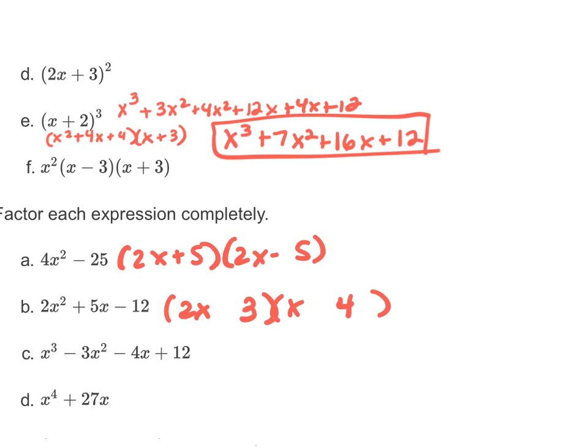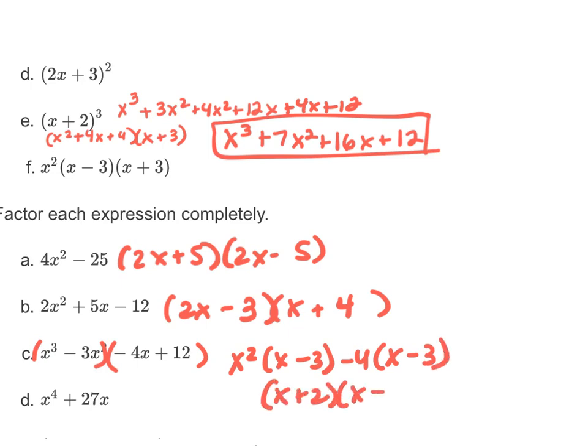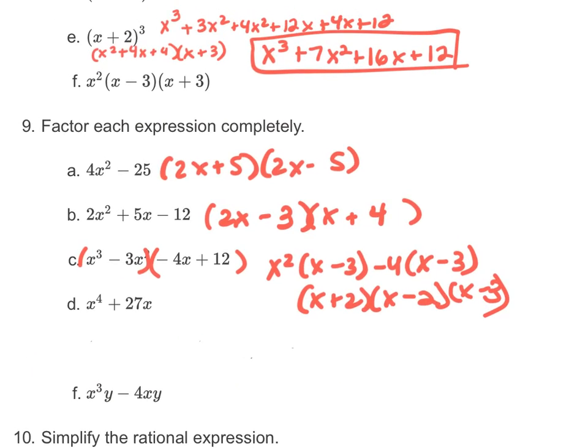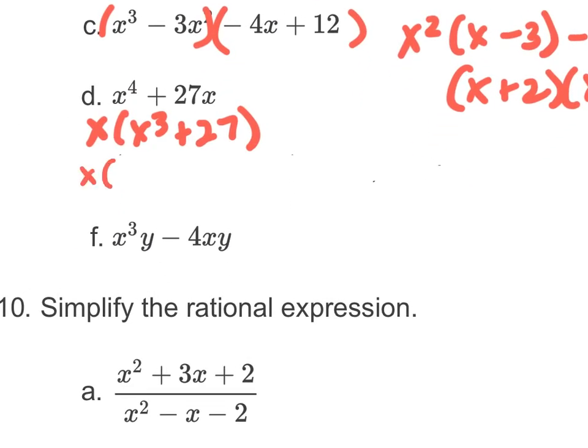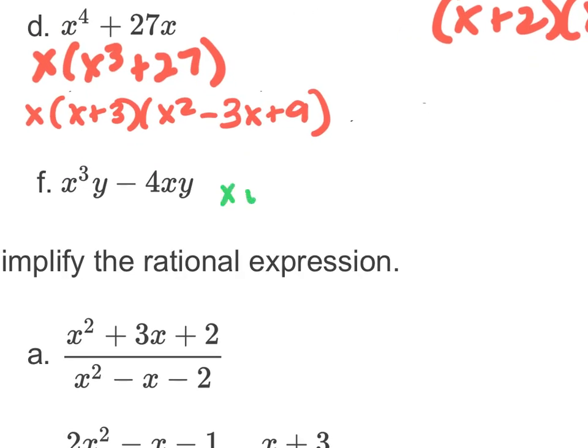This one, factor by grouping: x squared, x minus 3, negative 4, x minus 3. The 4 is the x squared minus 4, and then x minus 3. That should be C. D, take out the x, and you get the sum of perfect cubes. So it's x plus 3, x squared, nope, not plus, minus 3x plus 9. F, take out an x, and I get x squared minus 4, which is x times x plus 2, x minus 2.